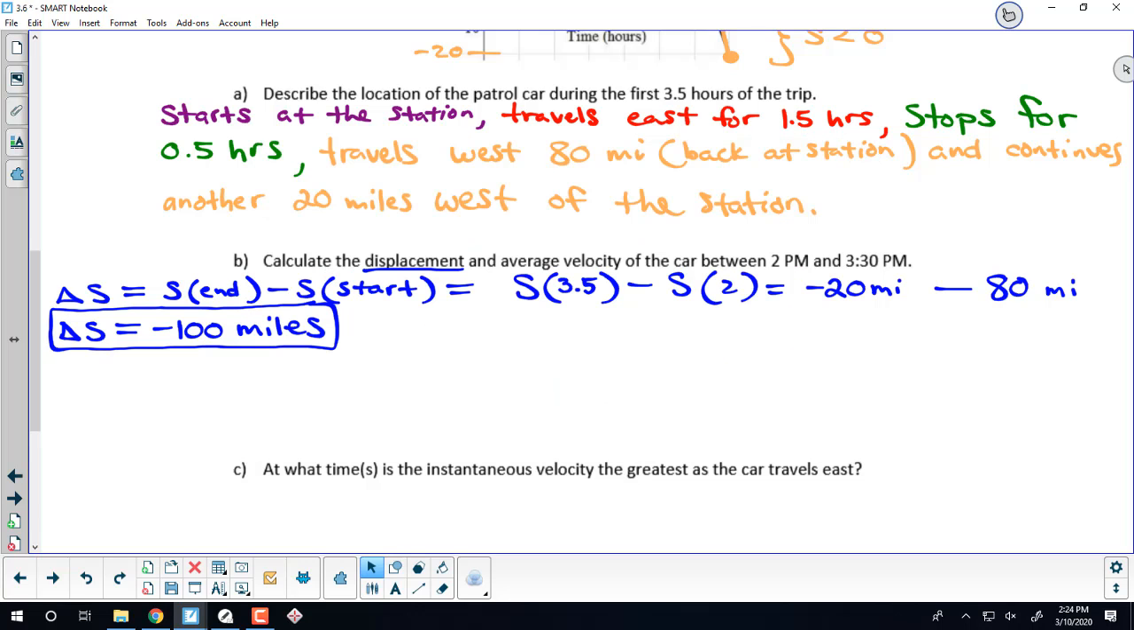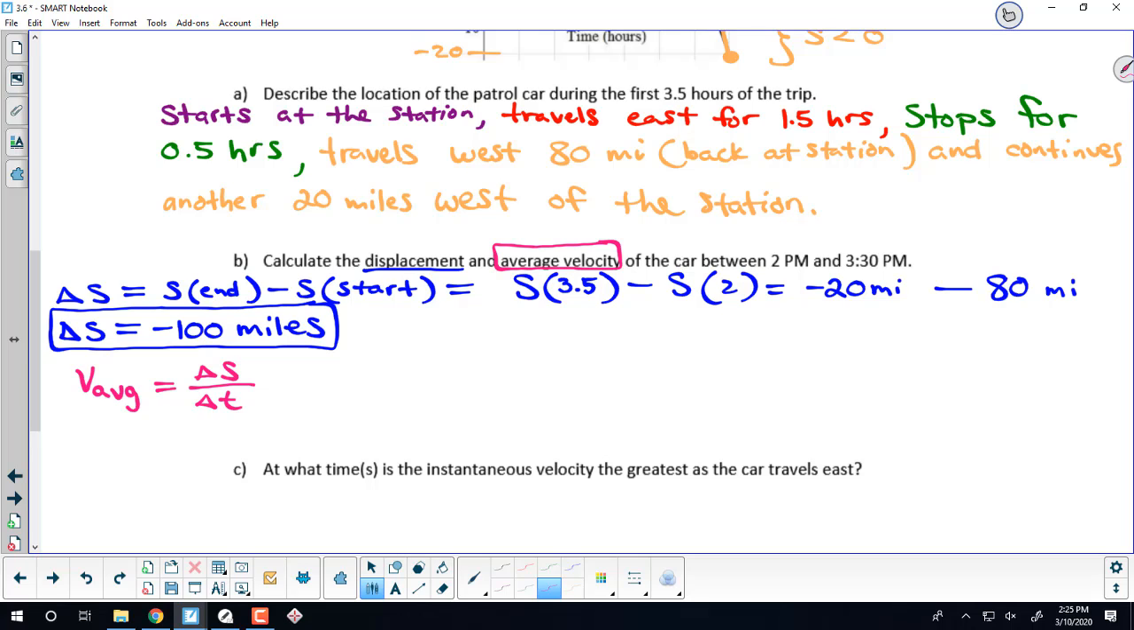Now the average velocity. How are we going to find that? We'll call that V average. You'll divide that number by the change in time, right? Remember, velocity, like we said, is just a position over a time, miles per hour, meters per second. So the average velocity is defined as the displacement, change in position, over the change in time.